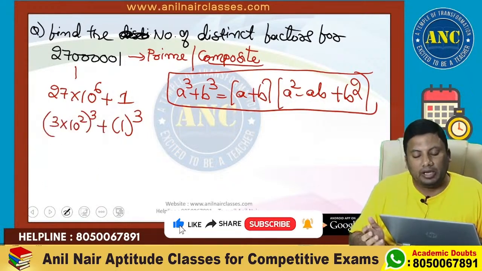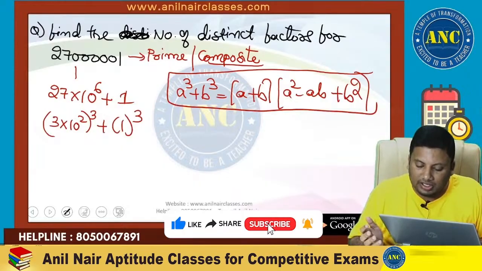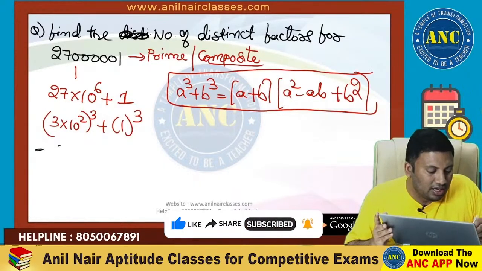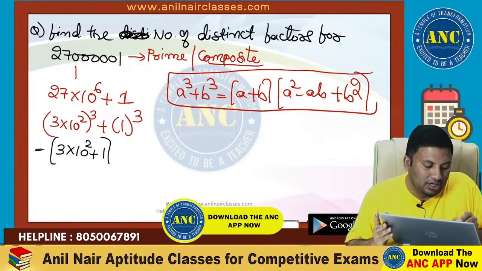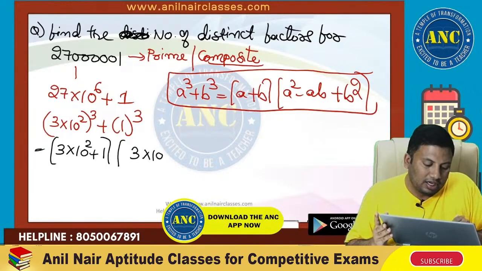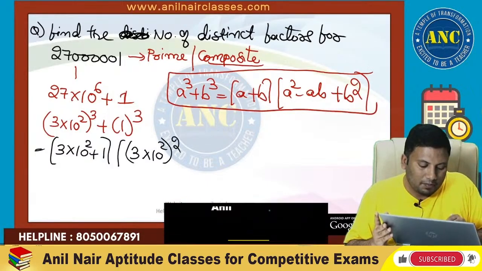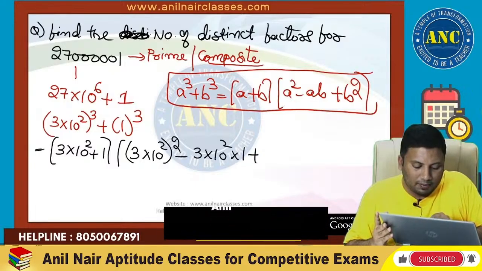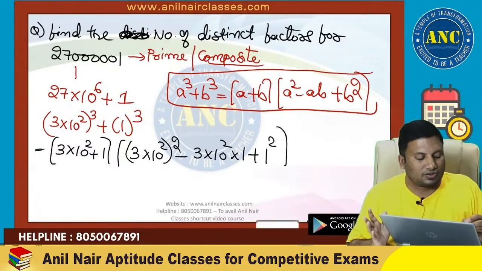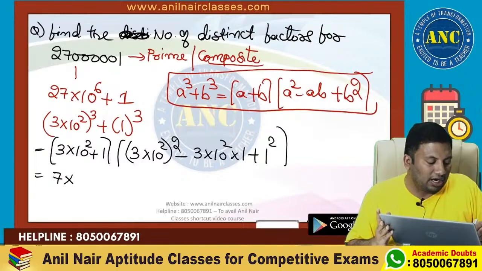A cube plus B cube is (A plus B) into (A square minus AB plus B square). This is A plus B into, see here how am I solving? A square minus AB: (3 into 10 square) square minus 3 into 10 square into 1 plus 1 square. These 301 we already got as 7 into 43.